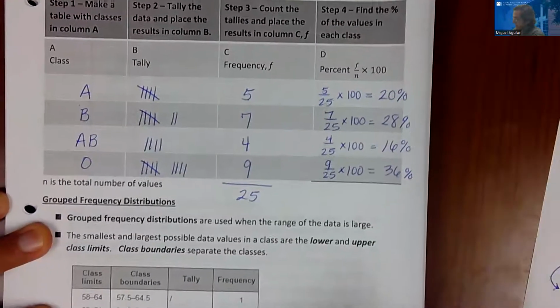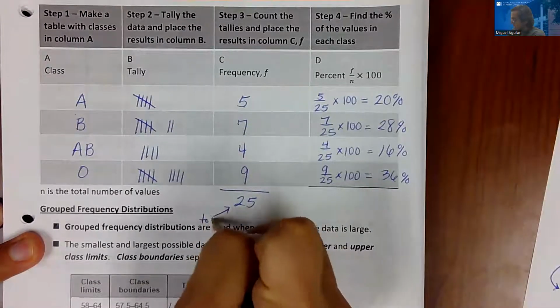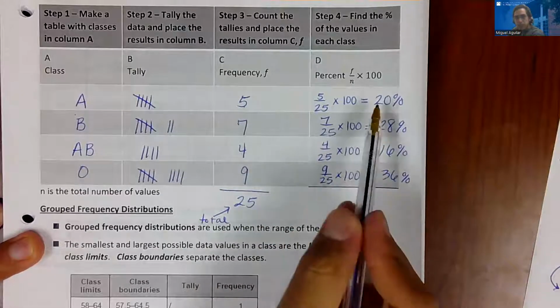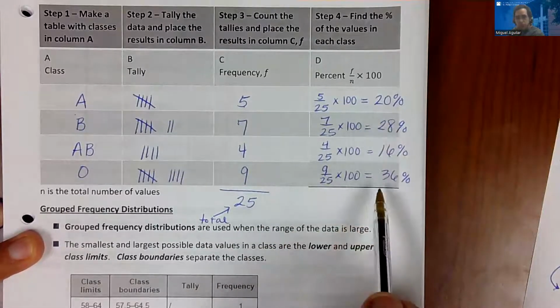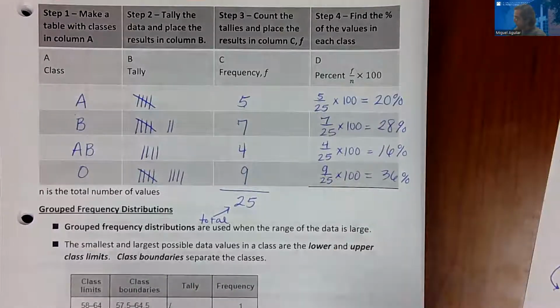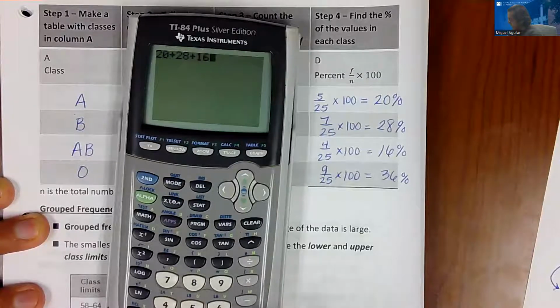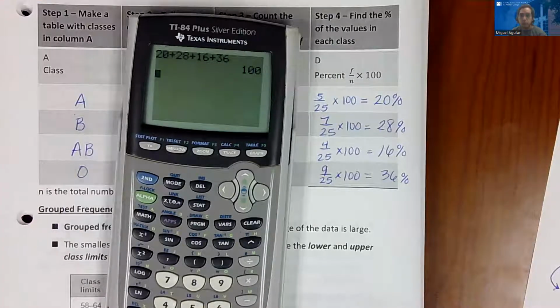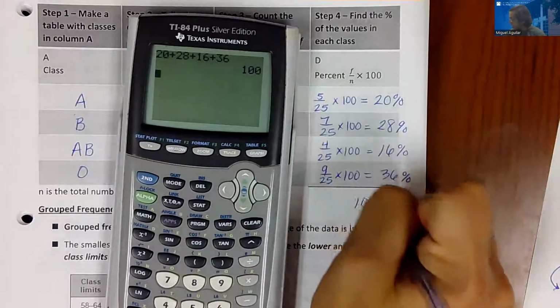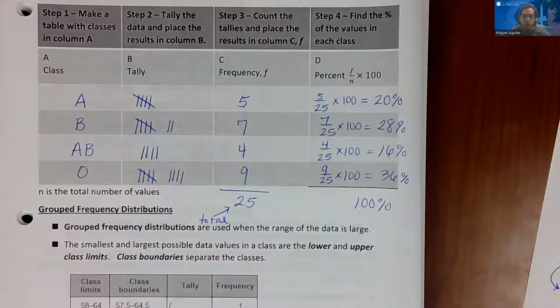Now, the nice thing about these frequency distribution tables is that, like I said, this should be the total number of data points. But if we're adding up percentages, they should add up to 100%, right? If we counted everybody correctly, then that should constitute 100% of all of the data. So if I add 20 plus 28 plus 16 plus 36, that should always give me 100%. So just another way to check yourself is to add up those percentages, and you should get 100 if everything is counted correctly.